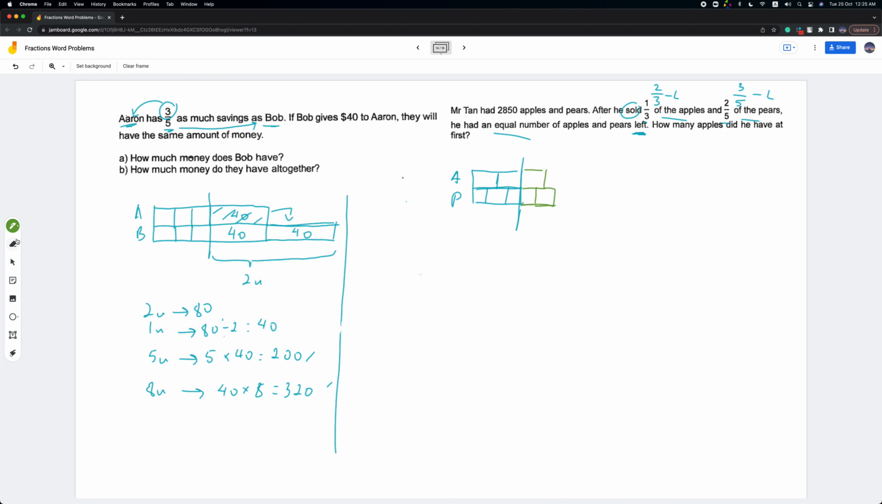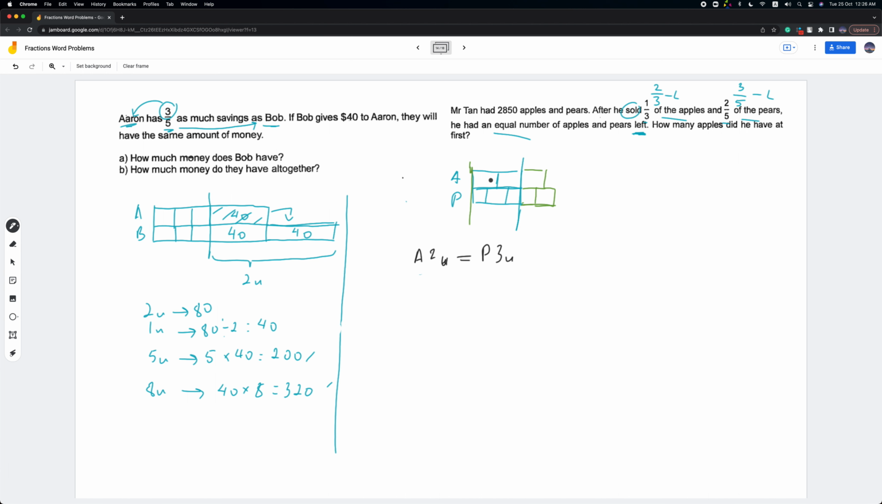Now, for this kind of question, where you have a part where they are the same from the start to a certain part here, the important thing is to take note: apples 2 units equals pears 3 units. So let me just write down here. Apples 2 units is the same as pears 3 units.